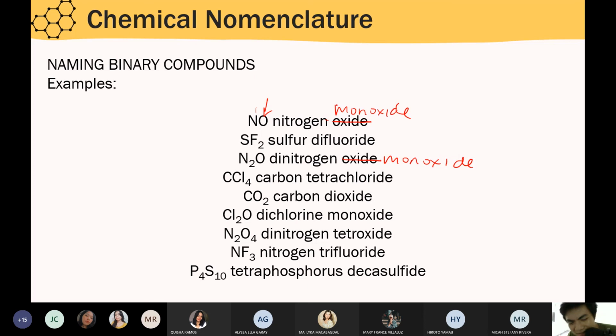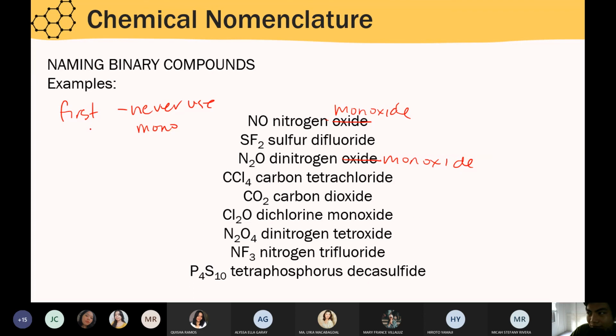As it is the second element, you have to write the ide suffix. For the first element, you don't need to indicate the mono. If you have one first element, you don't write mononitrogen, you just write nitrogen. However, if there are two, then you can use the Greek prefixes, the di, tri, tetra. For the second element, you can use the mono. That's why I crossed out these words. So it should be nitrogen, monoxide, difluoride, and so on. Again, for the first element, never use mono.